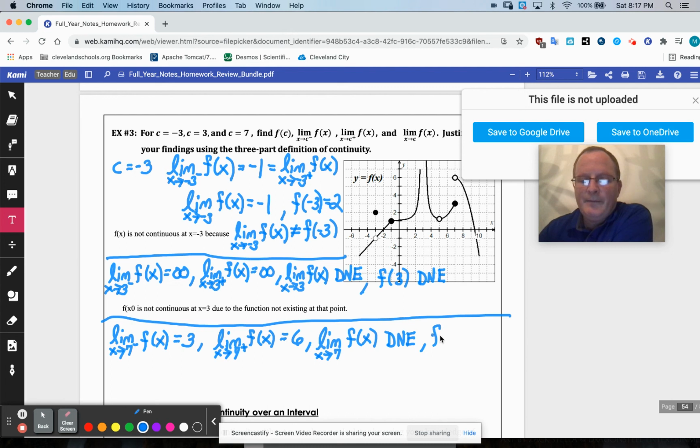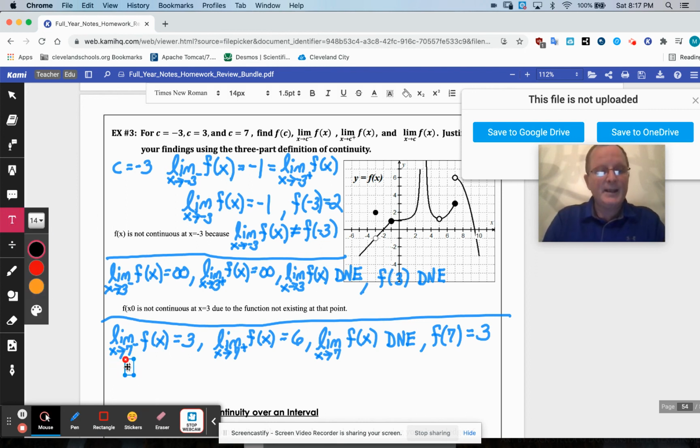However, f of 7 is the point that they gave us, and that's the one that's happening there at 3. But the limit does not exist. So f of x is not continuous at x equals 7 for a bunch of reasons, due to the limit not existing at that x value.